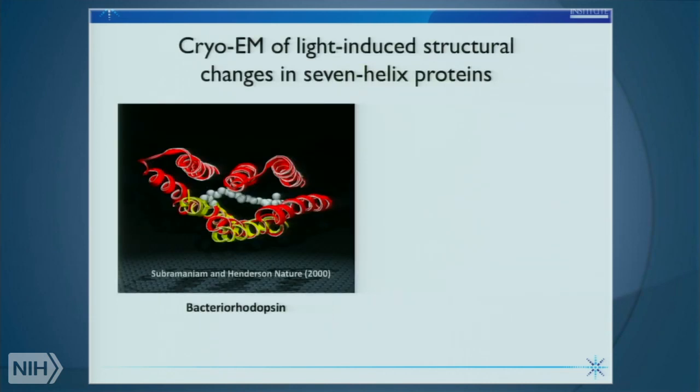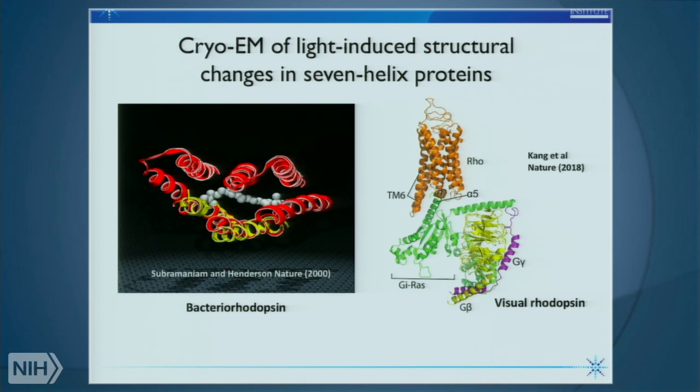And finally, it's interesting to compare structural changes in these seven-helix proteins. When I first came to the NIH, the work that I had done on bacteriorhodopsin led to the discovery of changes which we thought were large at that time, of a few angstroms. But the changes that take place now with these G protein coupled receptors are substantially larger.